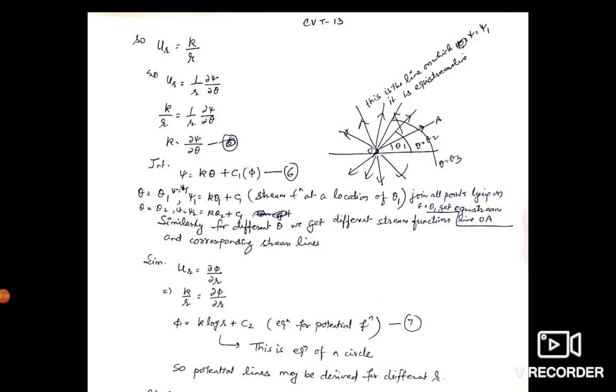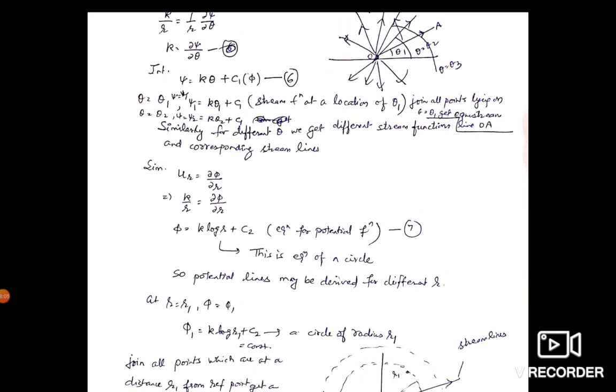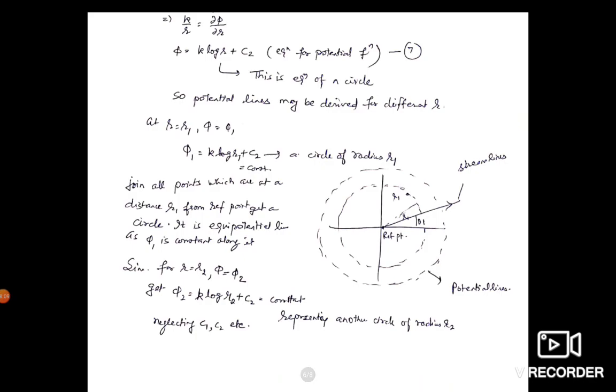So potential lines are derived for different R. And what are these potential lines? These are circles. You may see in this diagram. This is the line corresponding to a streamline, or this is the value of theta which corresponds to a streamline, and this is the line which is corresponding to a potential line.